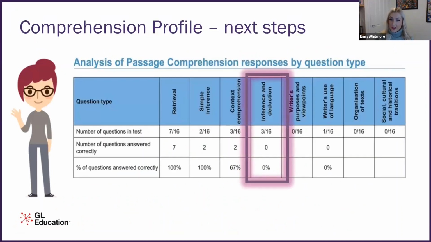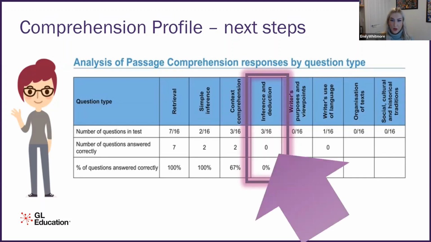For inference and deduction, I will say that this is a common one that students struggle with, which can be described as that why. So it's asking, does the student understand the intentions and motivations of characters? Do they understand why something happened or what could happen?